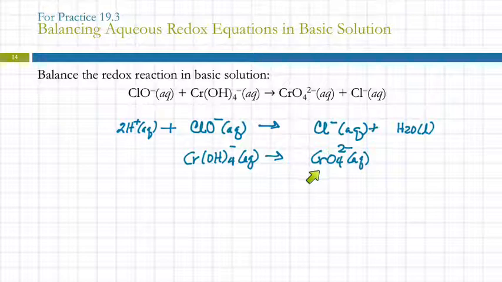On the second one, I have 1 chromium and 1 chromium. That's all good. I have 4 oxygens and 4 oxygens, so that's okay. The hydrogens aren't balanced, though. I have 4 hydrogens here, so I'm going to add 4 hydrogen ions to the other side. So I got my mass balance.